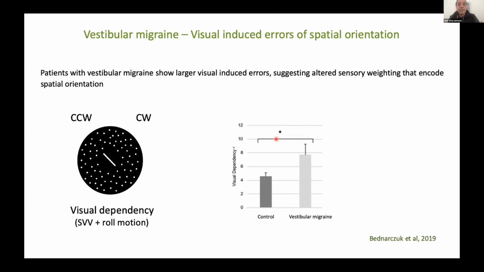This abnormal pattern of spatial orientation is also present with visual stimulation. Qadeer and his colleagues have looked into this using their visual dependency paradigm, in which SVV is measured in the presence of background visual motion in clockwise or counterclockwise directions. They found that patients with vestibular migraine showed larger visually induced errors compared with controls, again suggesting altered sensory weighting for spatial orientation in these patients.